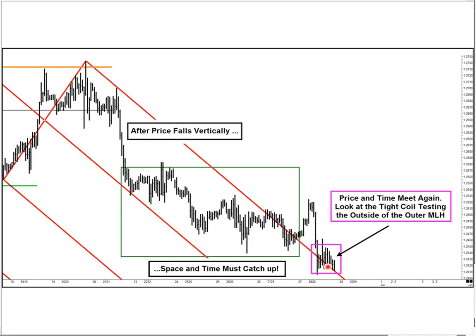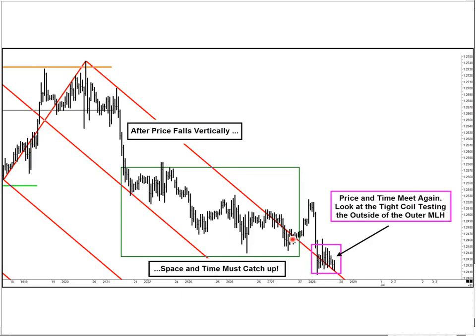What do they run into? They run right back into this upper parallel, a bit lower, and now it coils. And look at the nice, tight coil right down here at the upper parallel. And this is where price and time come together. They're glued back together again, price, time, and space, all together. And it's at the tight coil testing the outside of the outer parallel. And you can see the tell is that we've broken to the upside. After price falls vertically, space and time must catch up.